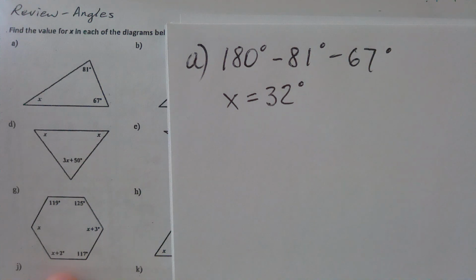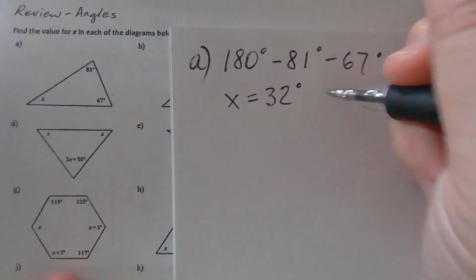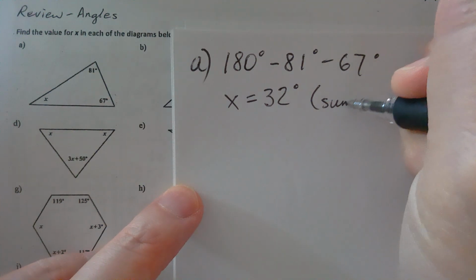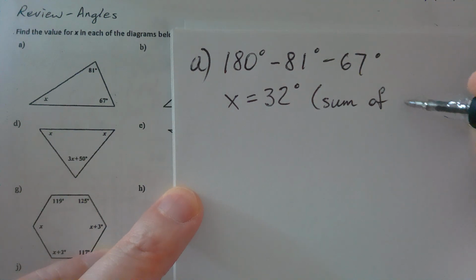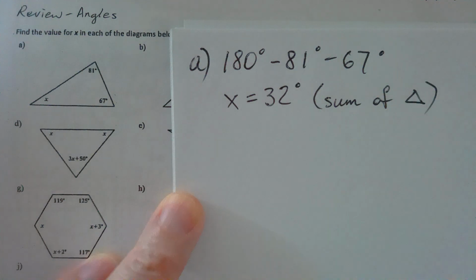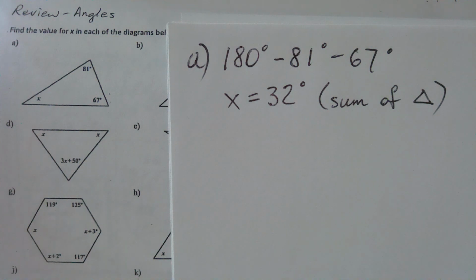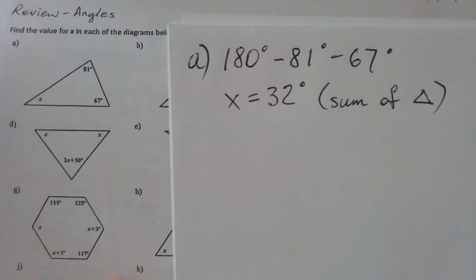Justification. Do I need a whole paragraph? No. You can just simply say sum of a triangle, for example. Just something short, simple, that tells me you know what you were doing.